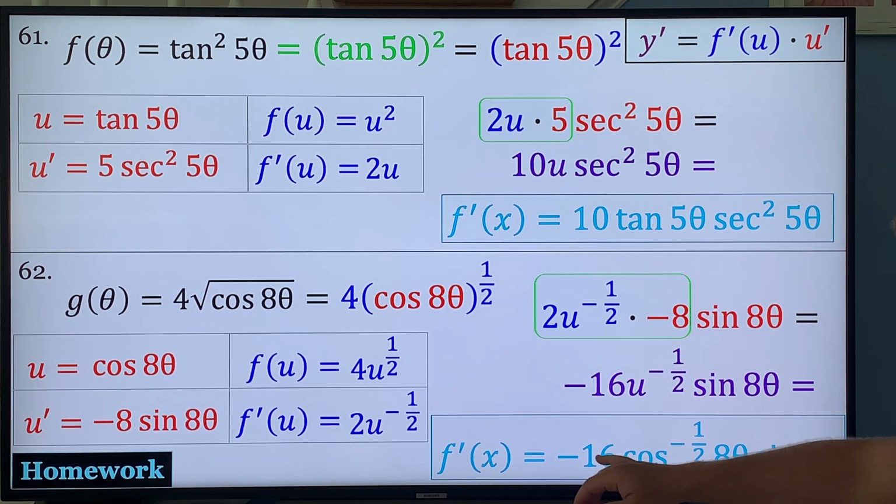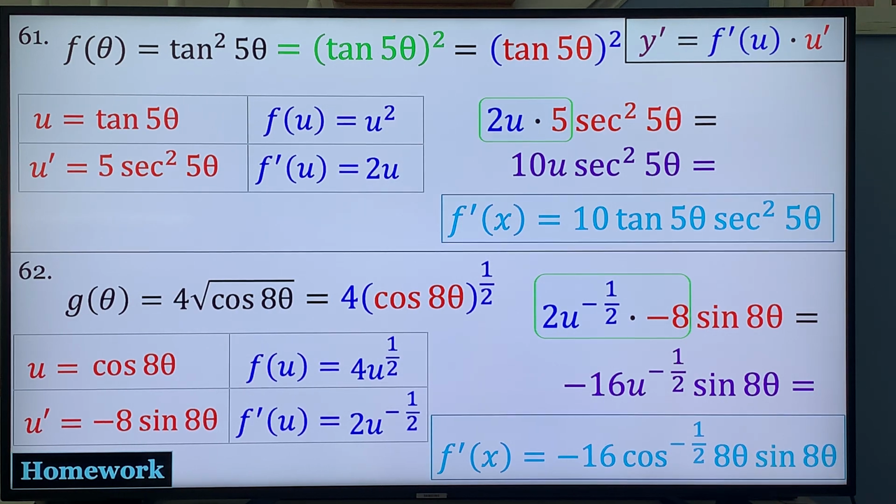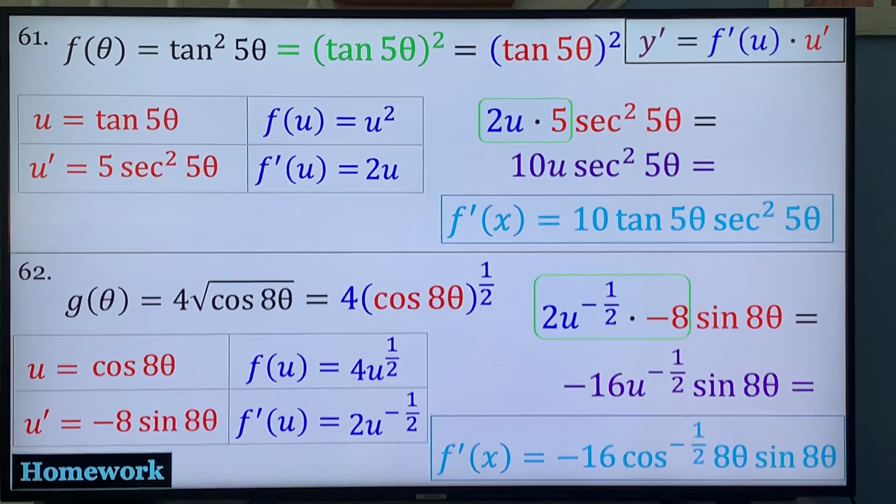Not 8 pi. Negative 16 cosine to the negative 1/2 8 theta sine 8 theta. All right.